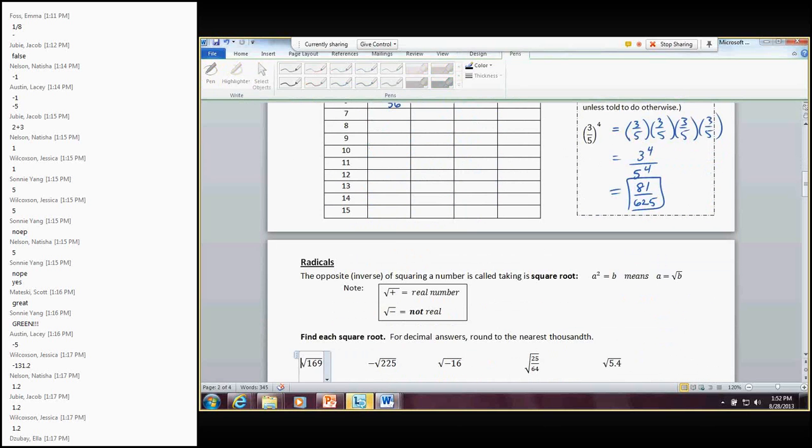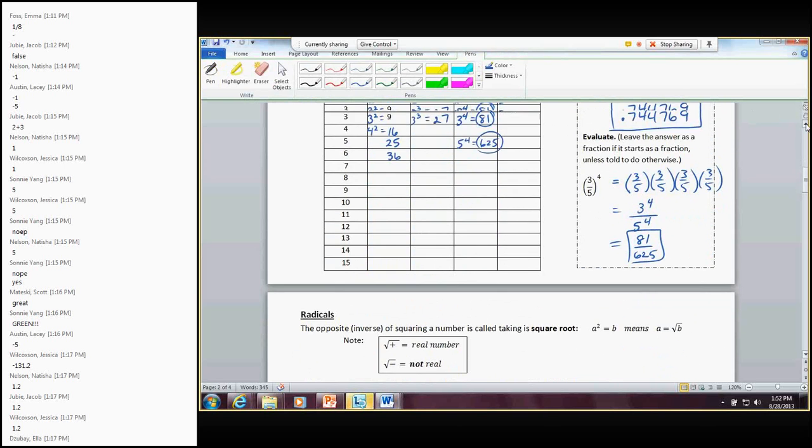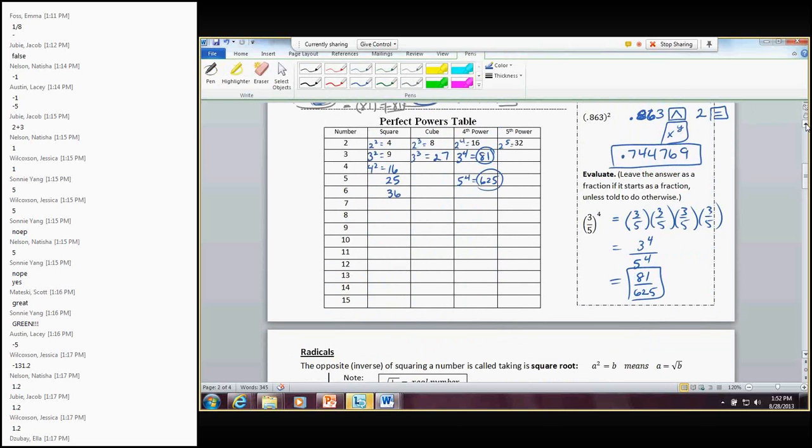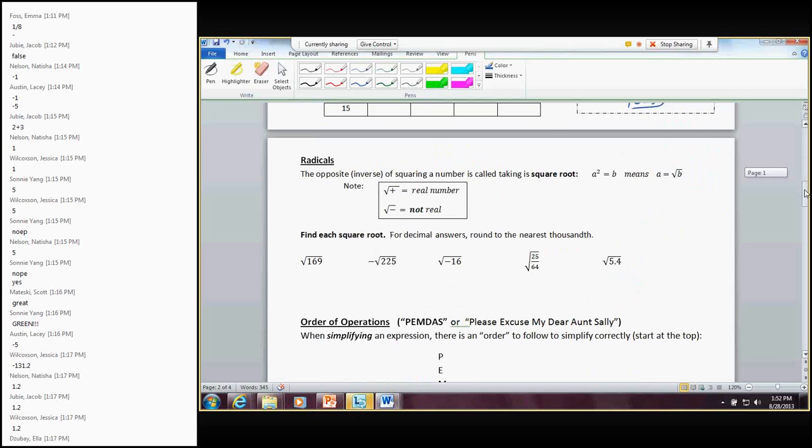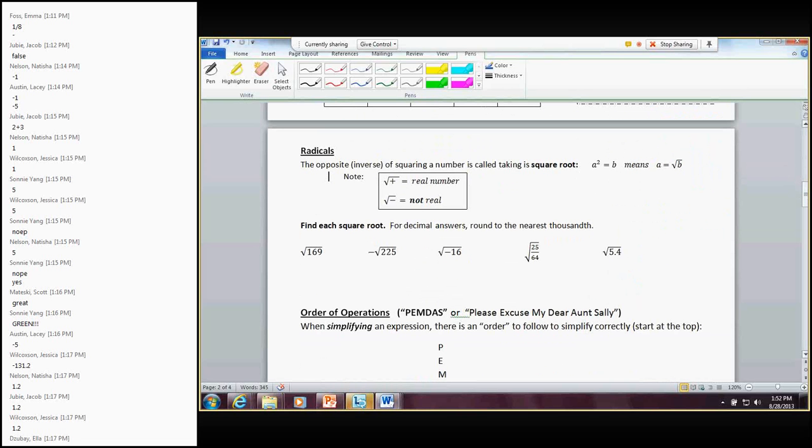Now we're going to get into radicals. I actually like to use this square chart with radicals because you're using it backwards. That's really what radicals are. They're the opposite or the inverse of squaring a number. Taking the square root.